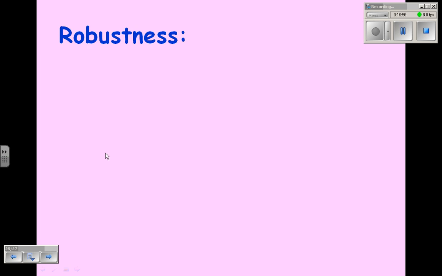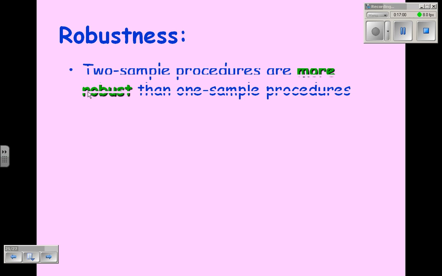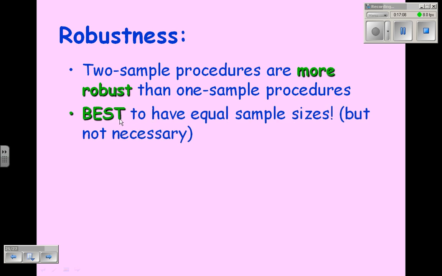Welcome back. All right, so last little thing I'm going to talk about, robustness. When we talk about robustness, we say 2-sample procedures are more robust than 1-sample procedures. It is best to have equal sample sizes, but not necessary. If you have 2 that are equal sample, that's the best thing, but it's not always 100% necessary.